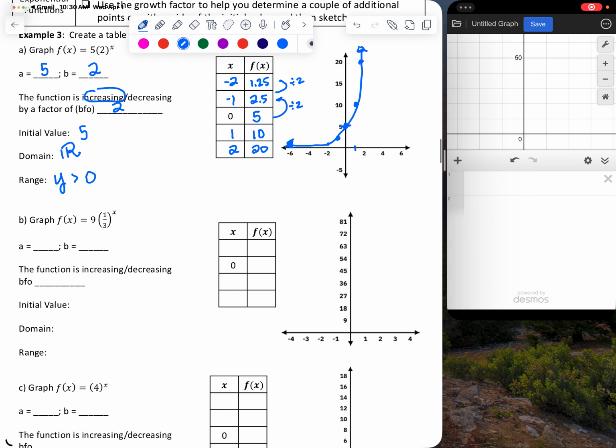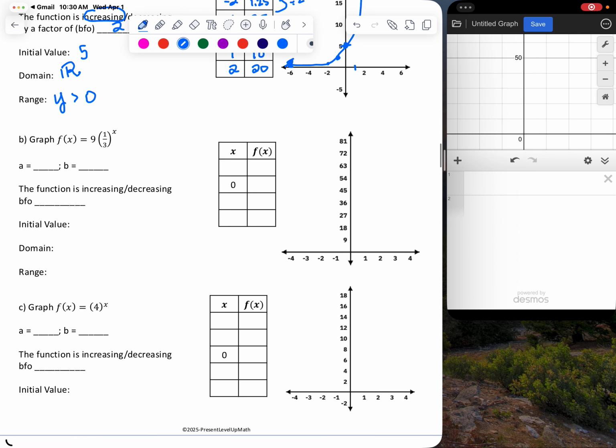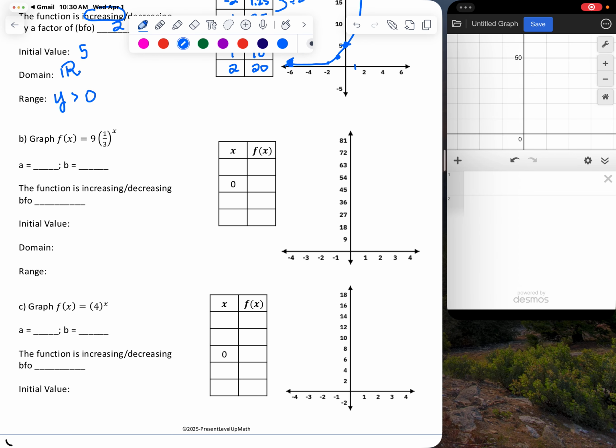All right. Problem B. Graph f of x equals 9 times 1/3 to the x power. So remember, the first thing you want to do is identify your a value, which is 9, and your base of your function, which is 1/3. Then you want to decide, is the function increasing or decreasing? Well, in this function, our base is between 0 and 1, so it's decreasing by a factor of 1/3. Our initial value is 9, which allows us to fill in the initial value on our table, (0, 9).